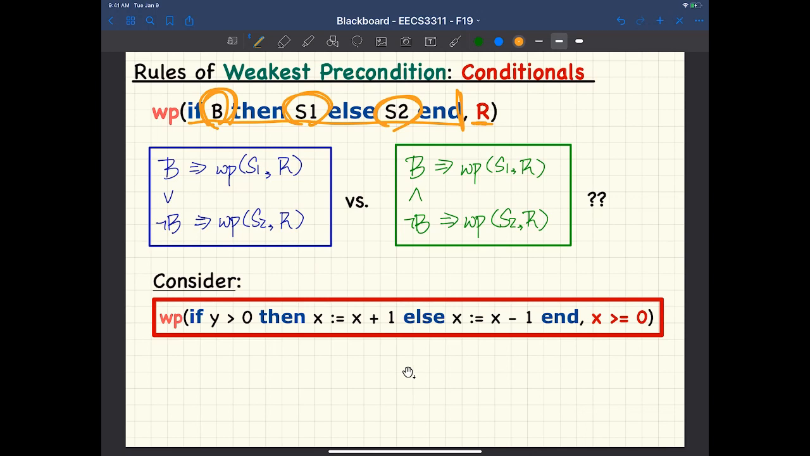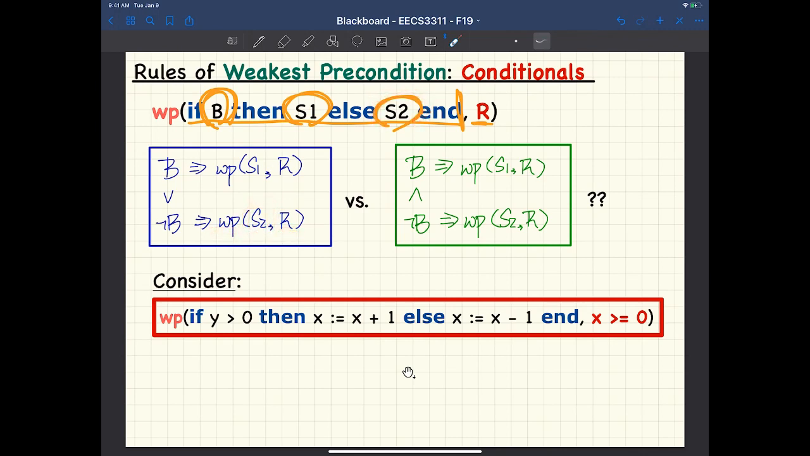So the idea would be, what if we calculate WP for both branches separately? That's why you see something like this. Calculate WP for S1 to establish R, which means if we happen to execute the first branch, we should definitely establish R. Also, we calculate WP when S2 is executed, the second branch, and then you should also establish R. It's two WPs calculated separately.